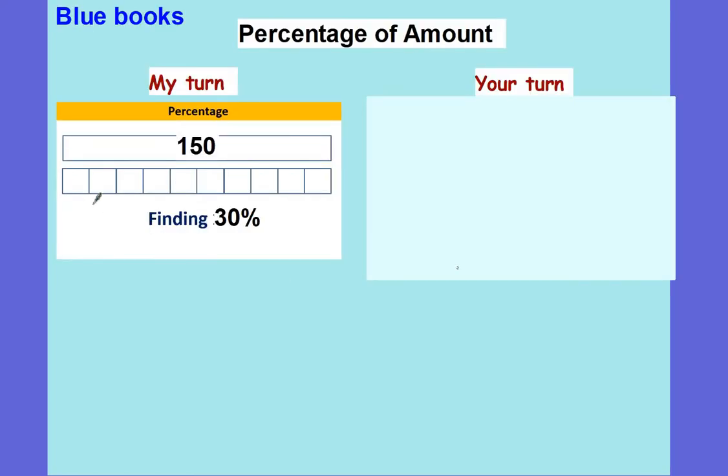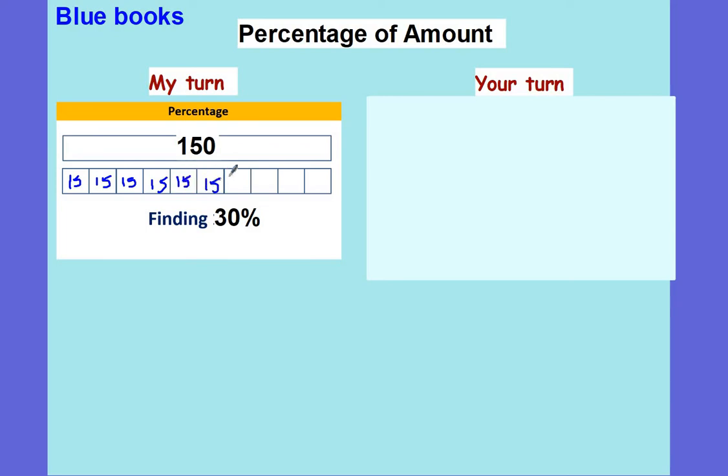Okay, you know how this works. I'm going to do an example and then you're going to do an example in your dark blue books. If I want to find 30% of 150, the first thing I've done is I've split my bar into 10 pieces, as each of these will represent 10%, and each part is worth 15.